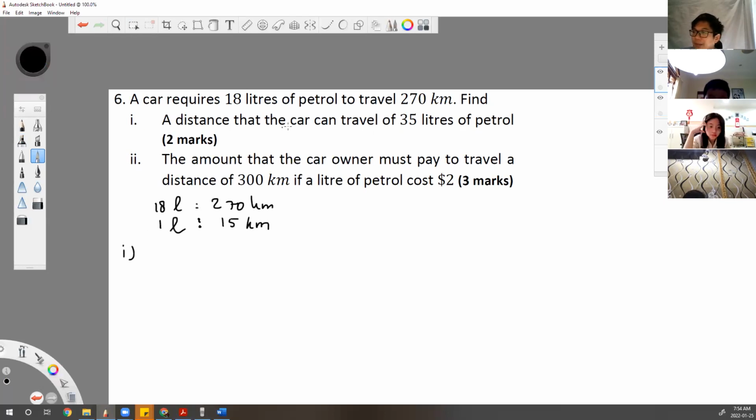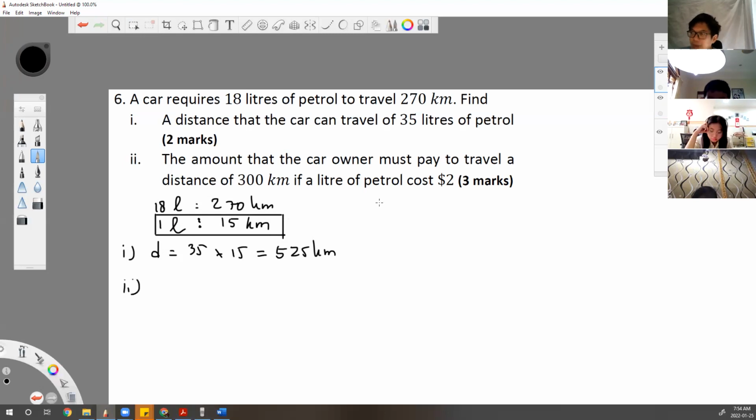So for part 1, the distance the car can travel with 35 liters of petrol equals 35 liters times 15, because 1 liter can travel 15 kilometers. So you get the answer: 525 kilometers can be traveled with 35 liters of petrol.